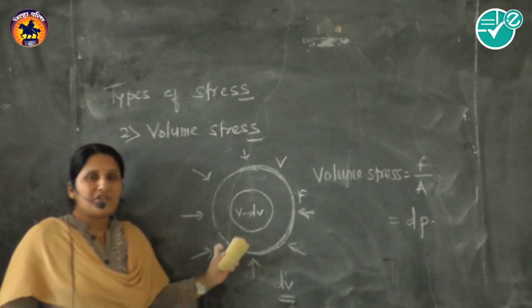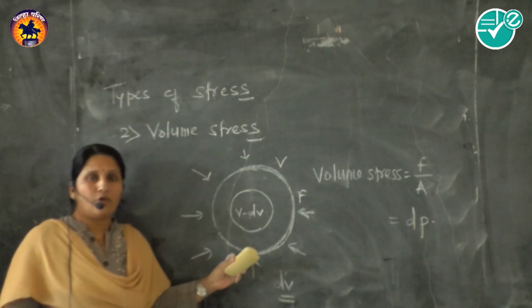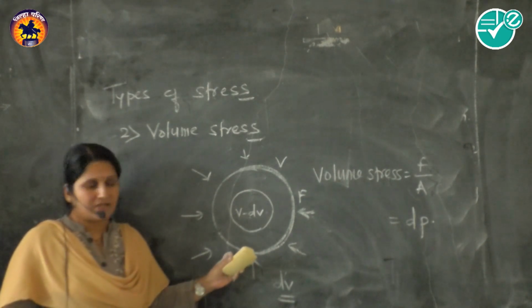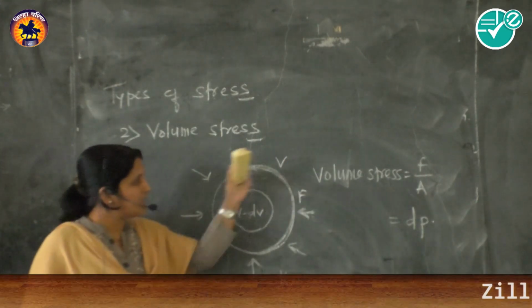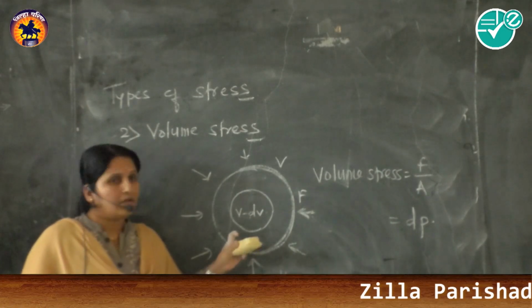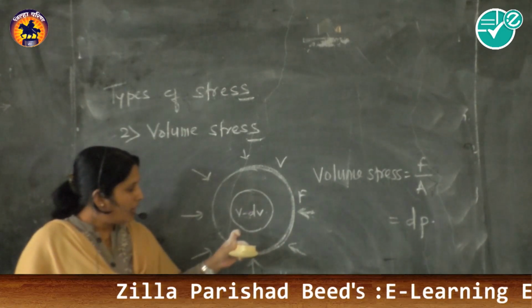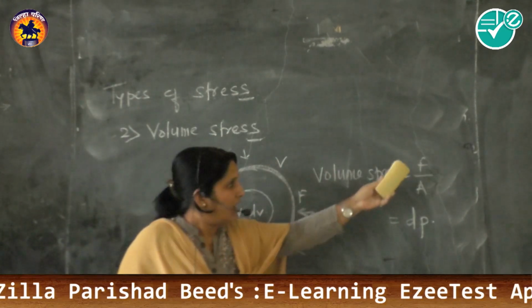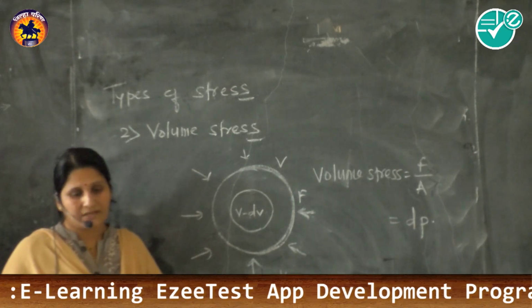Here deformation takes place in volume, and when deformation takes place in volume, the stress is called volume stress. Original volume of this rubber bladder is V. We are applying force from all sides, and because of that the volume of this rubber bladder decreases, and the stress is called volume stress, and that is F by A, that is dP. So this is volume stress.